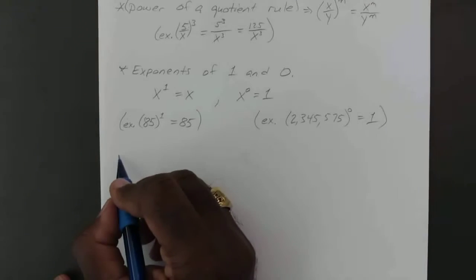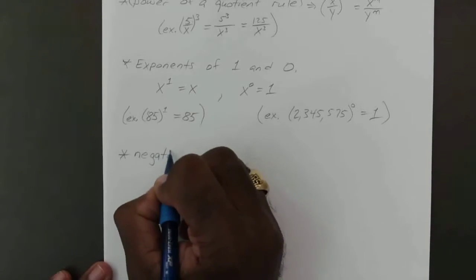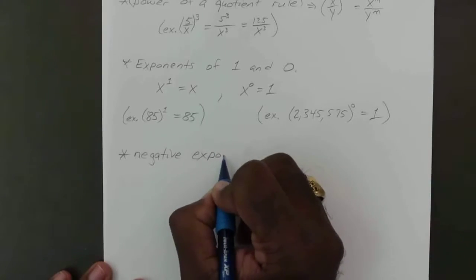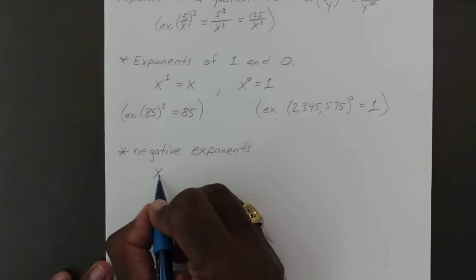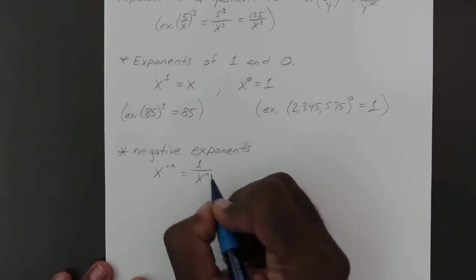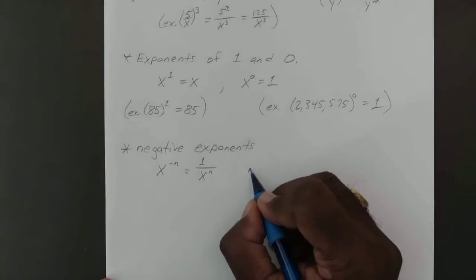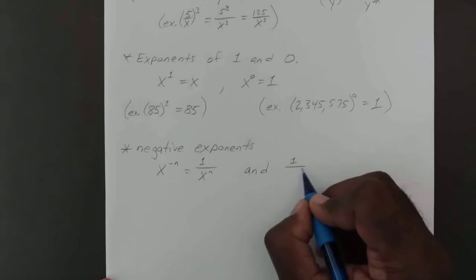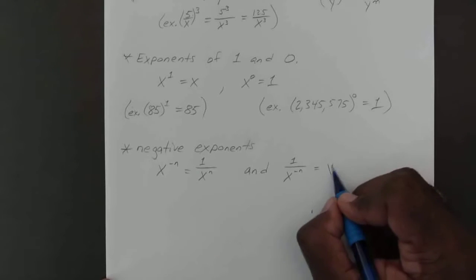All right. And last are your negative exponents. If you have x to the power of negative n, that's going to equal 1 over x to the n. So if you have a negative exponent, you just move it to the denominator and make it positive. If you have a negative exponent in the denominator, you just move it to the numerator and make it positive. So if you have 1 over x to the negative n, that's just x to the n.